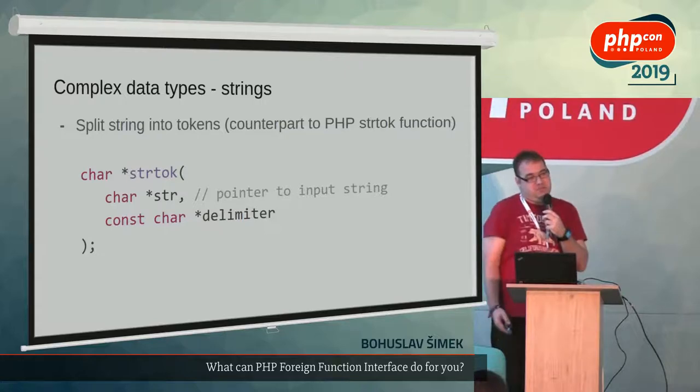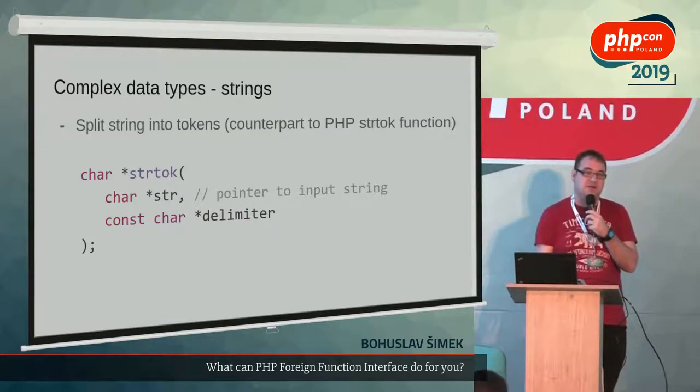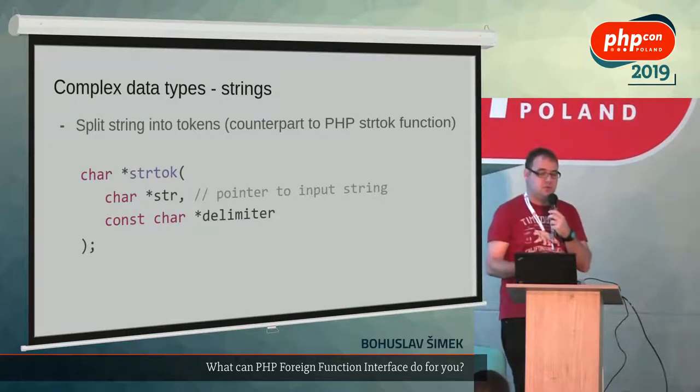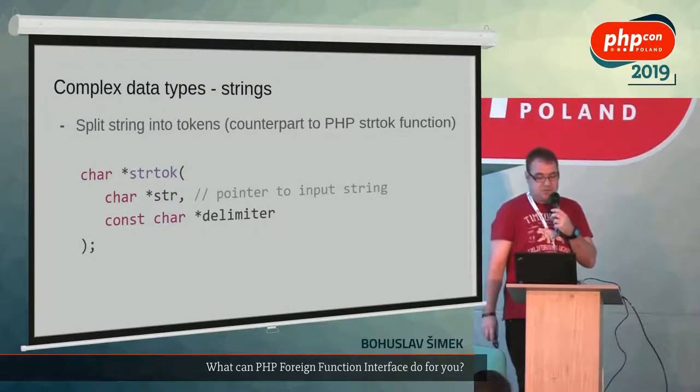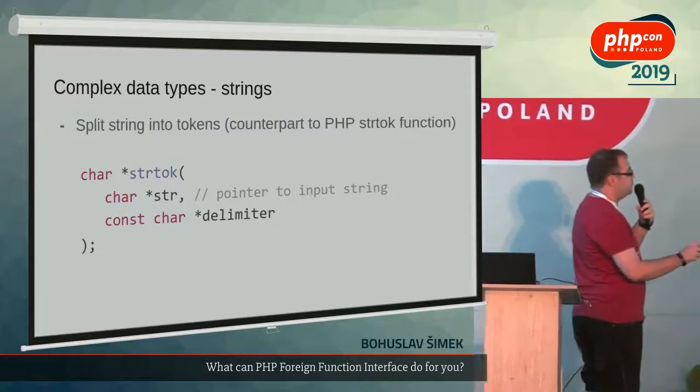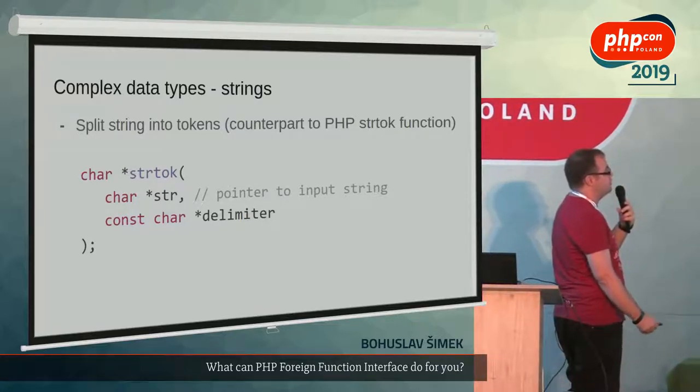Well, another complex data type is a string. Basically, a string is just an array of chars. So it's pretty much the same as a regular array in this regard. So here I chose as an example the function strtok, which simply splits the string into tokens by a given pattern. We actually have the same function in PHP, because a lot of the functions in the standard PHP library are just wrappers around the standard C library, because this is how PHP started. So in this case, I can also expect a pointer, but at this moment it's a pointer to a character.